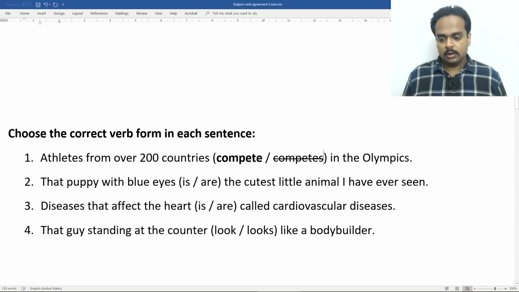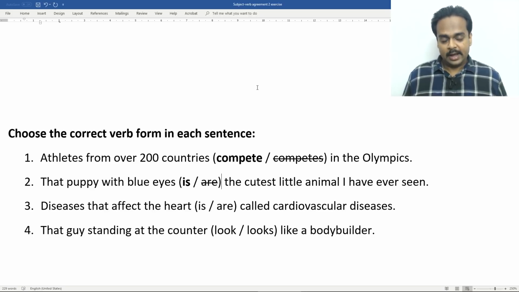And number 2, the prepositional phrase here is with blue eyes. And this phrase tells you about the puppy. So that puppy with blue eyes is the cutest little animal I have ever seen. Puppy is singular, so is the correct verb form.